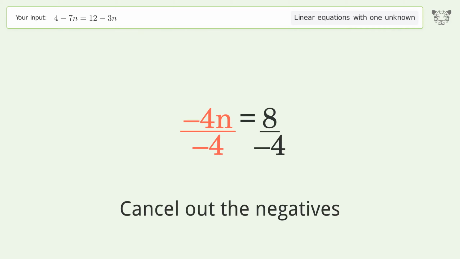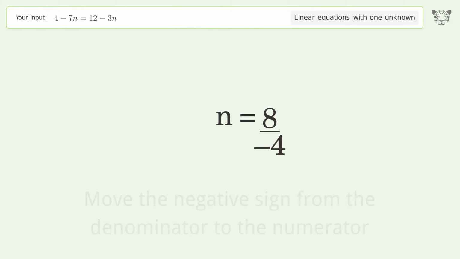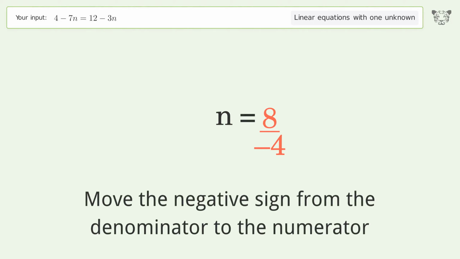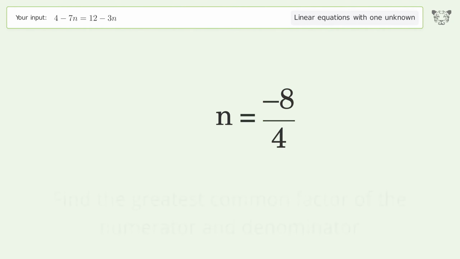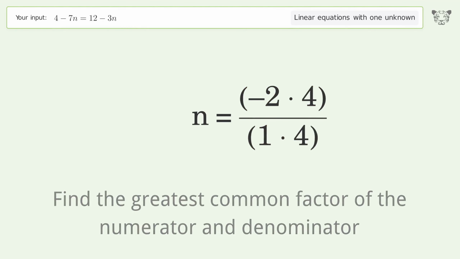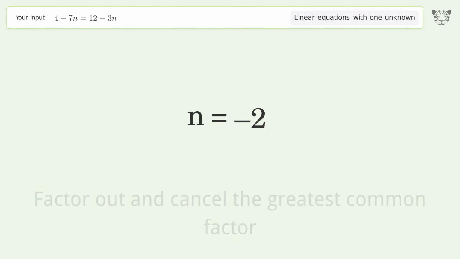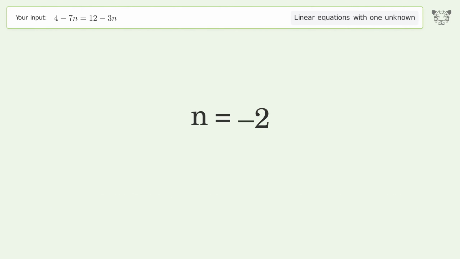Cancel out the negatives. Simplify the fraction. Move the negative sign from the denominator to the numerator. Find the greatest common factor of the numerator and denominator. Factor out and cancel the greatest common factor. And so the final result is n equals -2.